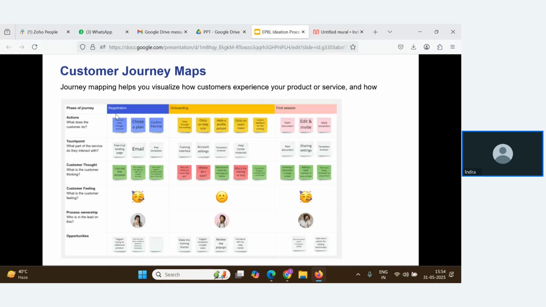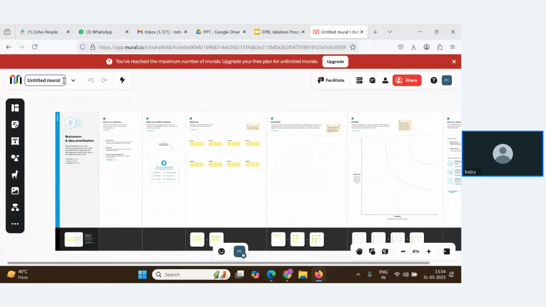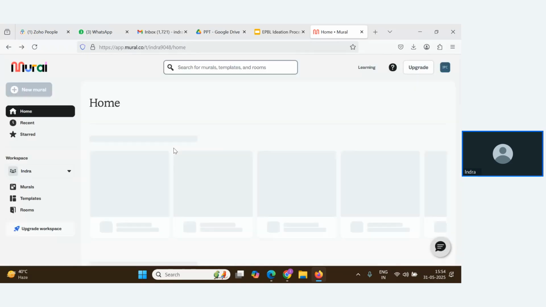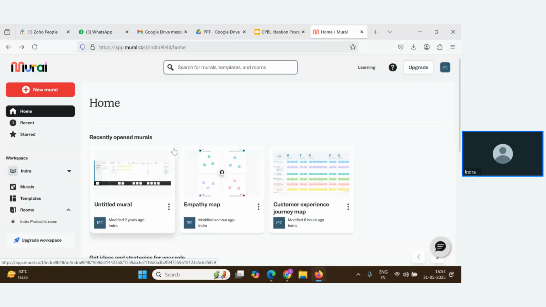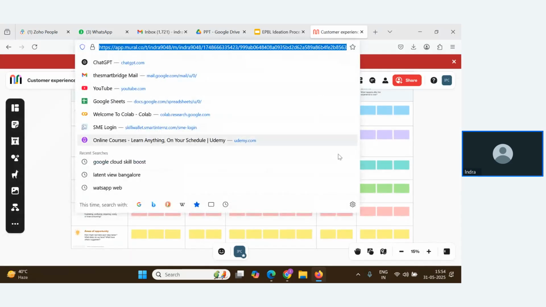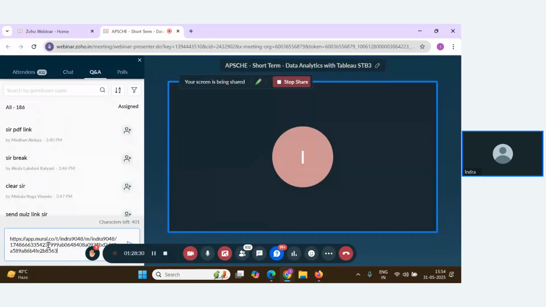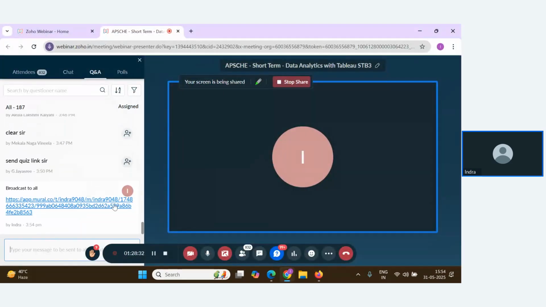This is a small picture of a customer journey map. Instead of this, I'll just show you in the Mural template itself. Let me go to the template. Here I have a more detailed and good picture of the customer experience journey map. I can share this link with you also. Keep this link saved with you, guys. This link we will not find again, so keep it safe.